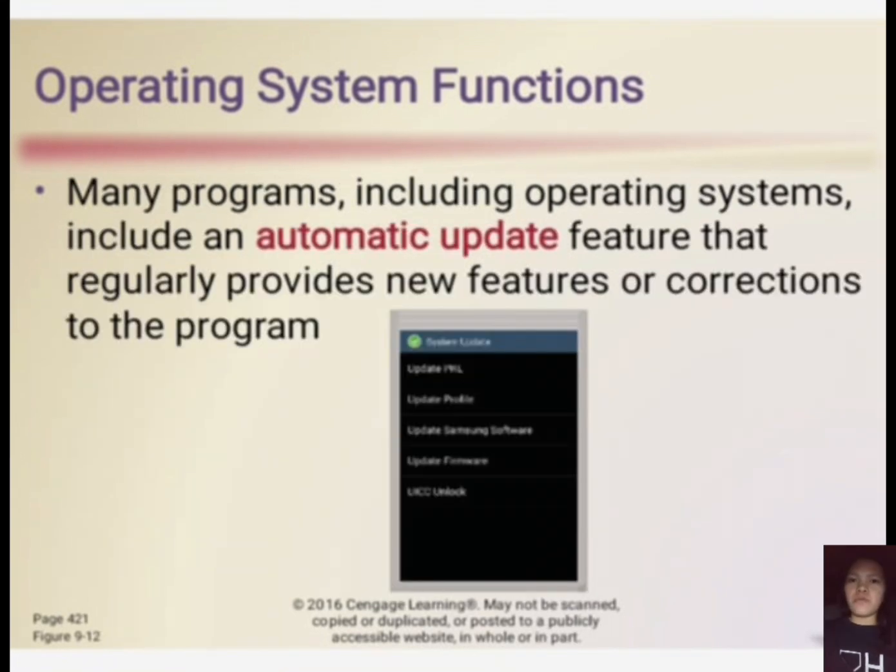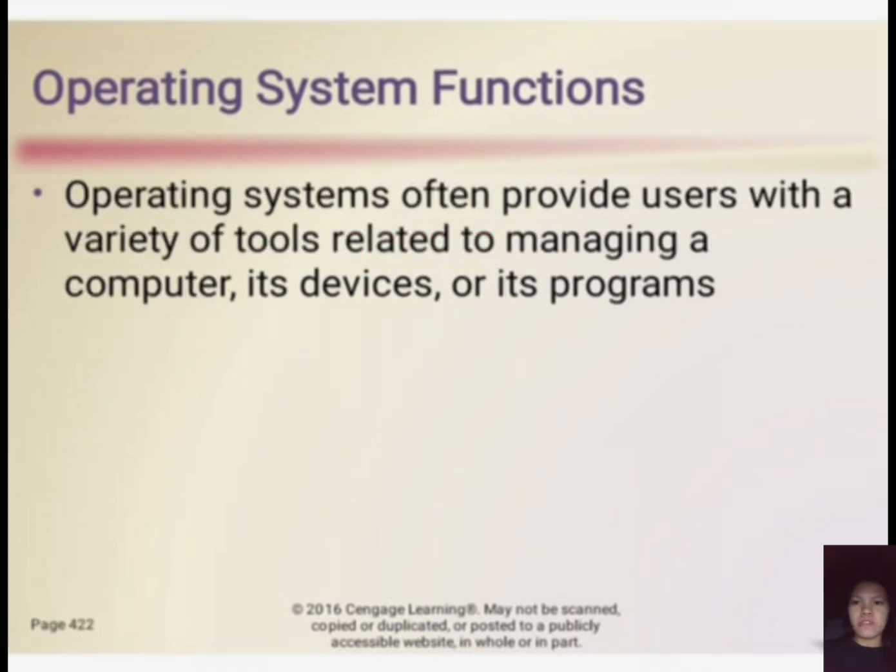Many programs, including operating systems, include an automatic update feature that regularly provides new features or corrections to the program. Operating systems also often provide users with a variety of tools related to managing a computer, its devices, or its programs, such as the file manager, search, image viewer, uninstaller, disk cleanup, disk defragmenter, screen saver, file compression, PC maintenance, and backup and restore.